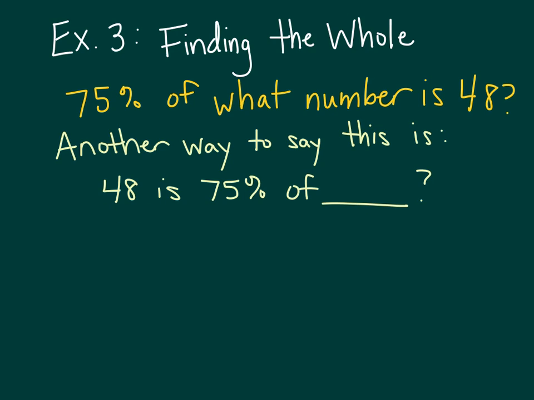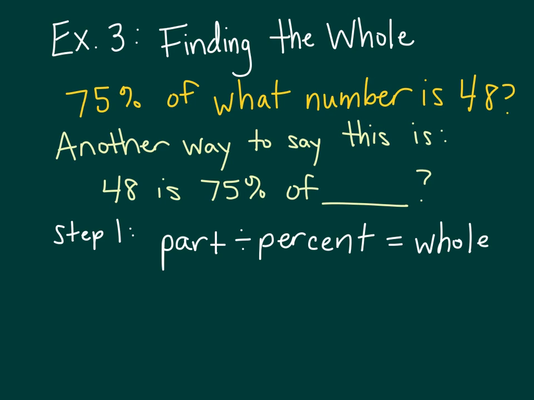So again, if we go to common sense math, 48 has to be smaller than the number that we're looking for because it's only 75% of the total. So that means we're looking for a number that's going to be bigger than 48, and we're going to use that set of steps that we just wrote down in our key idea. So step 1 for finding the whole is to use this expression, part divided by percent equals whole.